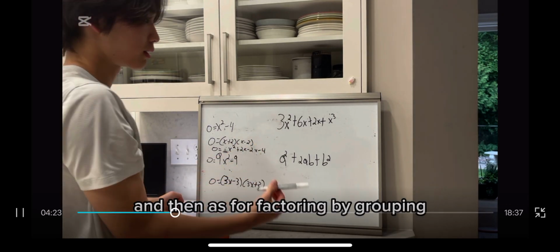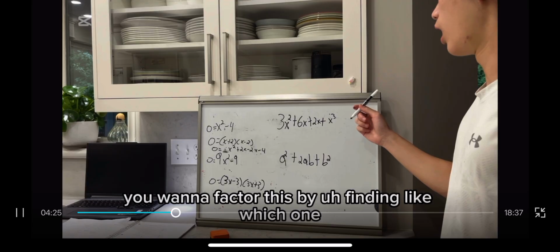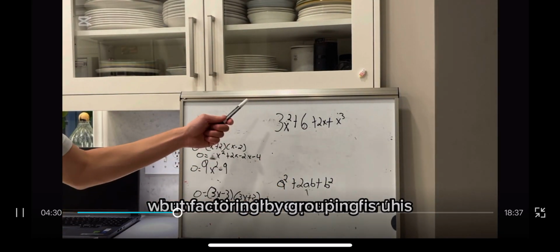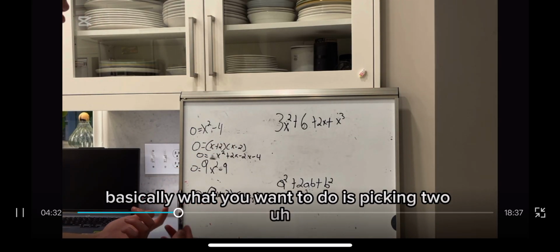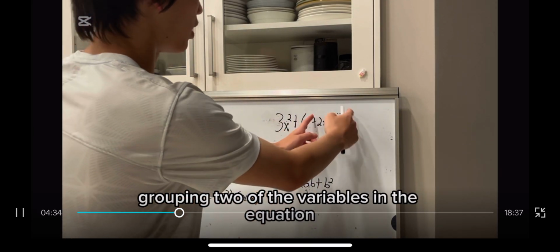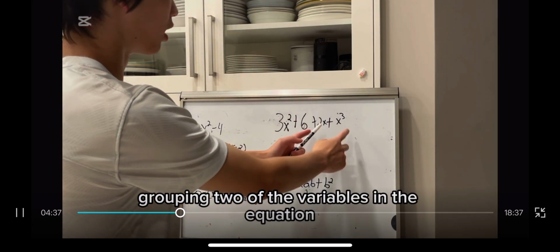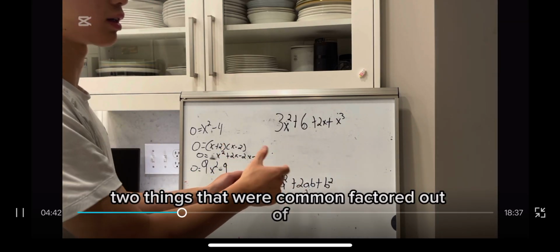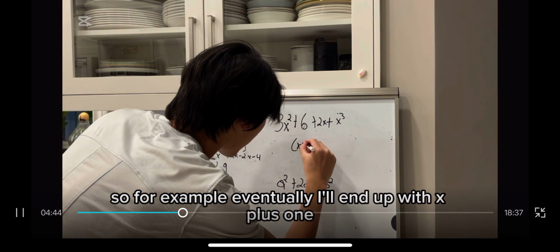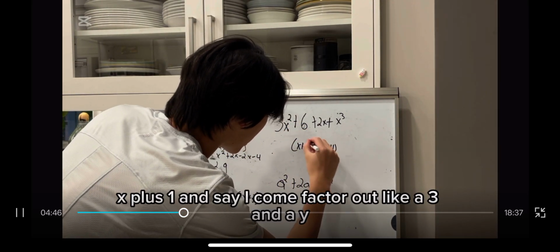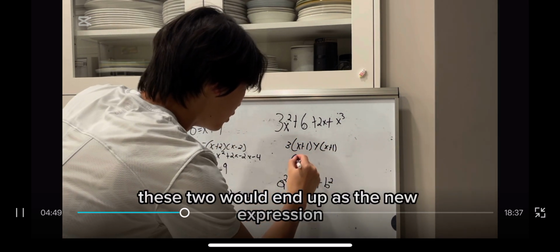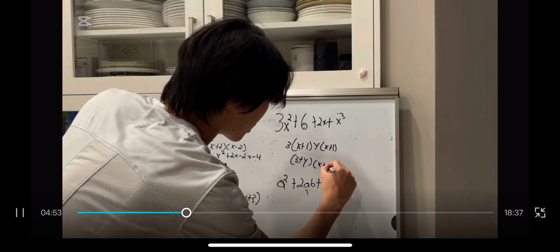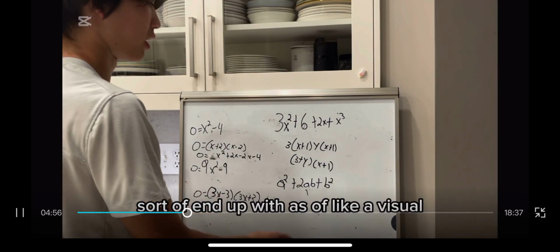And then as for factoring by grouping, sorry, I realized I made a mistake when writing the equation for this. But factoring by grouping is basically grouping two of the variables in the equation, and then common factoring something out of them, which leads you to use those two things that were common factored out. So for example, eventually I'll end up with x plus 1, and say I common factor out a 3 and a y. These two would end up as the new expression, and then these two expressions would cancel out and turn into one expression. And this is what you would end up with as a visual.